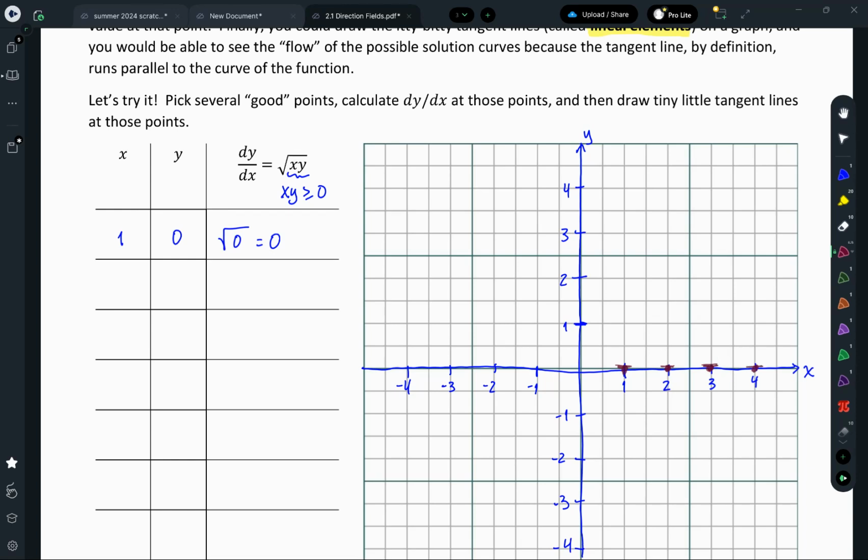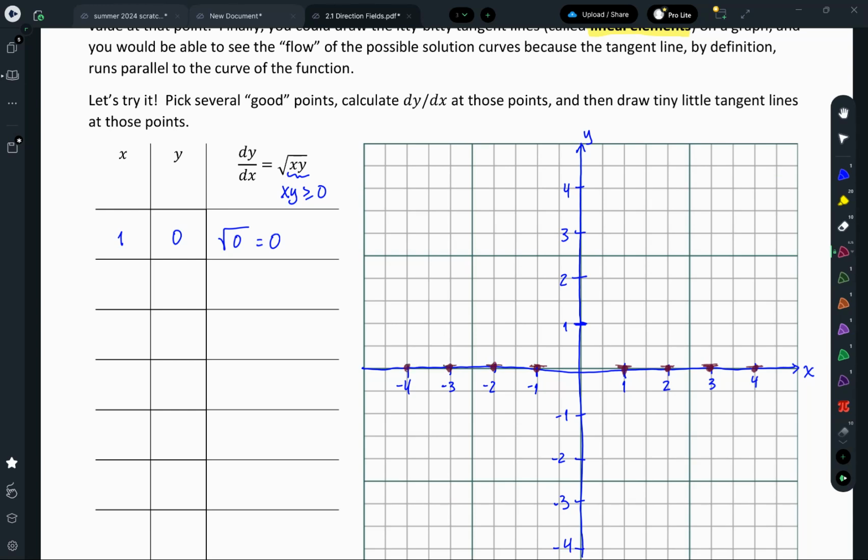It happens to be that if x is negative, this still works, because y is still 0. So if I have -1 for x and y is 0, I still get a 0 slope. And this goes on and on and on.